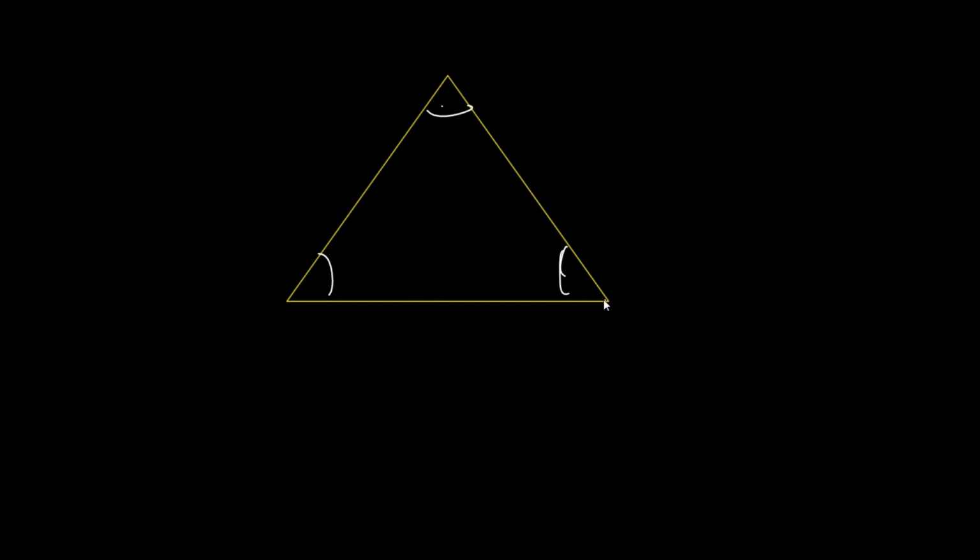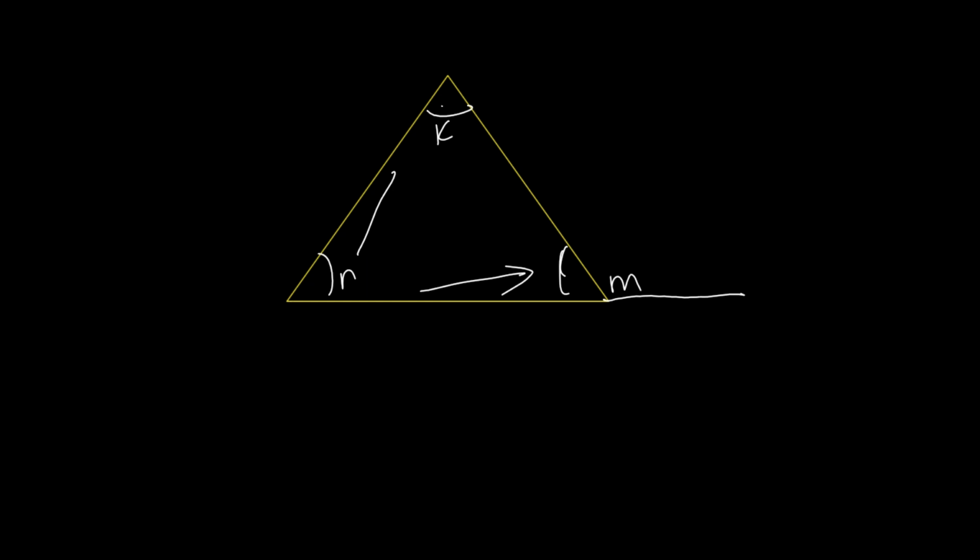And also when we have an exterior angle here, let me call it M, and let me call these two interior angles K and N. Now the sum of angles K and N is equal to angle M. So that's all you need to know about the angle properties of a triangle.